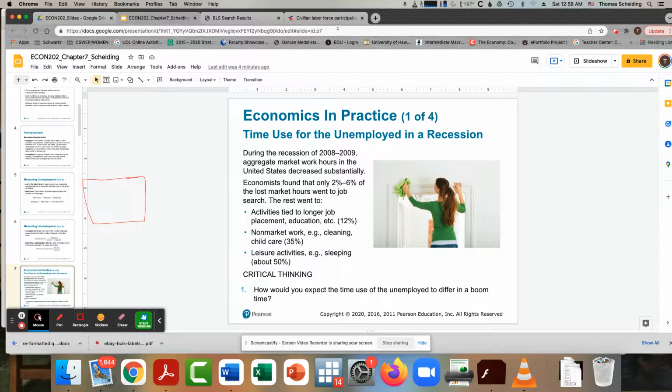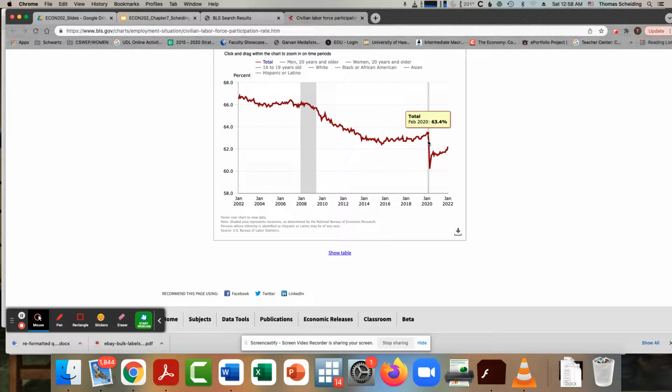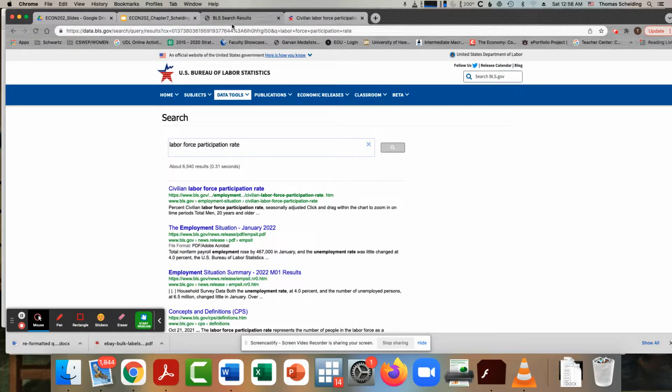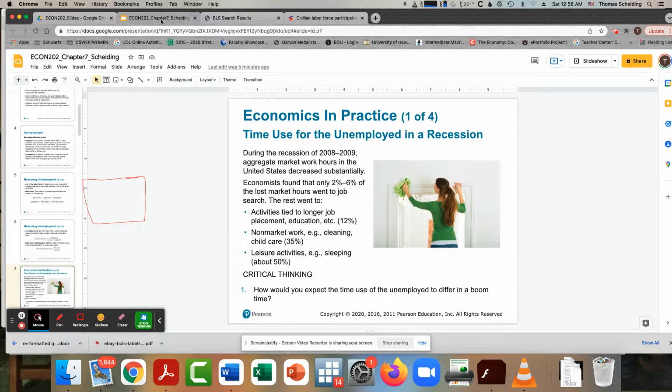But again, I don't want to dismiss. Look at that change there. 63.4 to 60. That's 4% of the labor force. Or sorry, 4% decrease in the ratio of the civilian non-institutional population that just left the labor force, either to take care of a loved one or just said, I don't want to be in this.